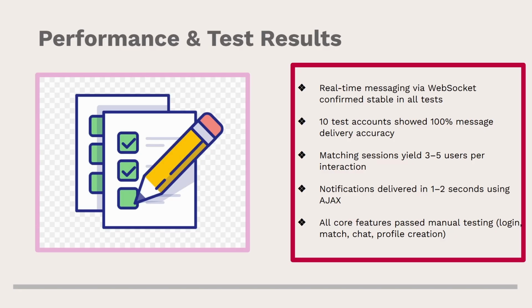Our real-time messaging, built using WebSockets, was stable in every test case. We used 10 dummy accounts to simulate usage and saw 100% message delivery with no lag. Our matching sessions returned 3 to 5 potential users per session, and Ajax ensures notifications show up within 1 to 2 seconds. We ran manual tests on login, matching, messaging, and profile creation, and everything worked as expected. While it's still early, these results show that our platform is functionally sound and ready for further expansion.